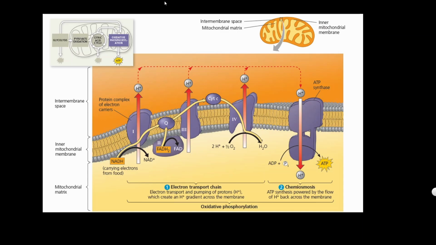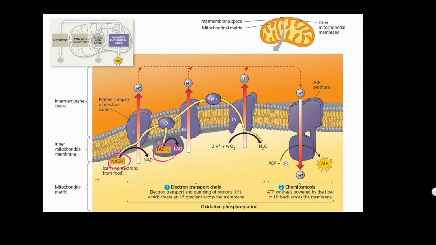The last step in cellular respiration is called oxidative phosphorylation. So remember all the NADHs and FADH2s that were made. NADH was made in the intermediate step, oxidation of pyruvate, as well as the citric acid cycle. And FADH2 was made in the citric acid cycle.